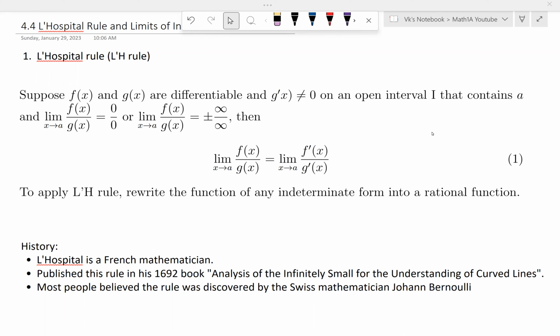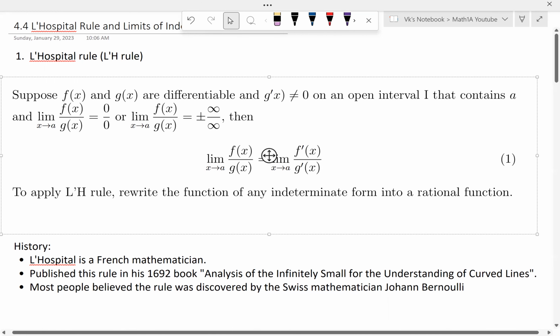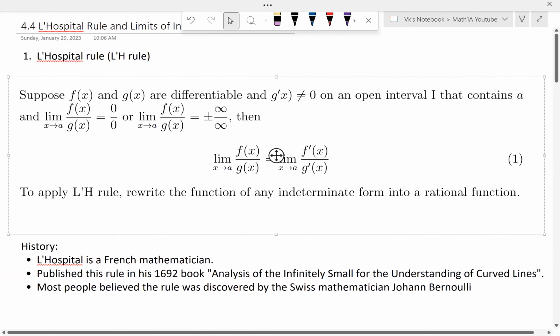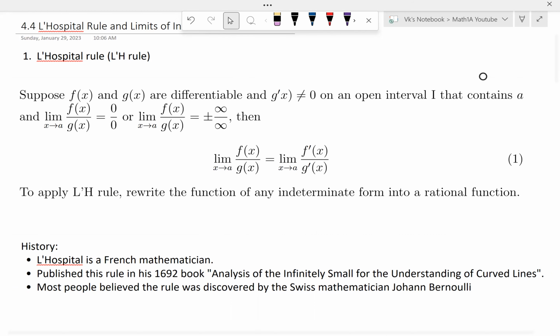Today we explore lesson 4.4, L'Hôpital's rule and limits of indeterminate form. Number one, L'Hôpital's rule, or LH rule.